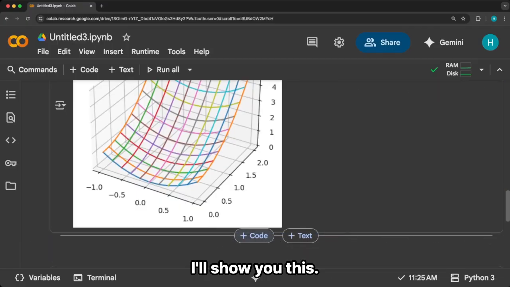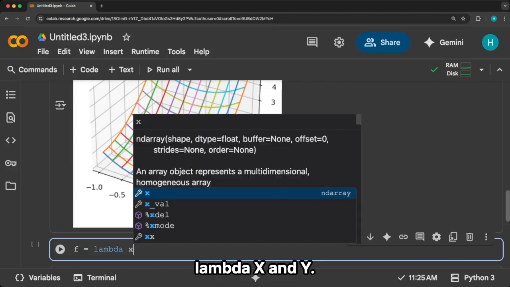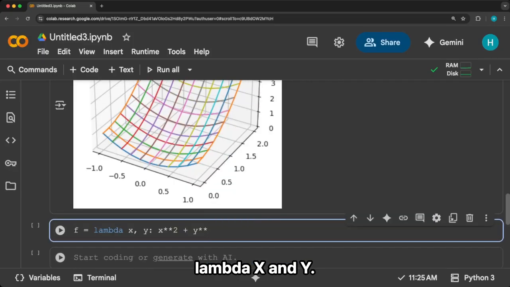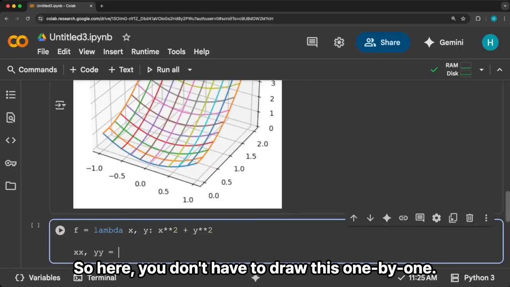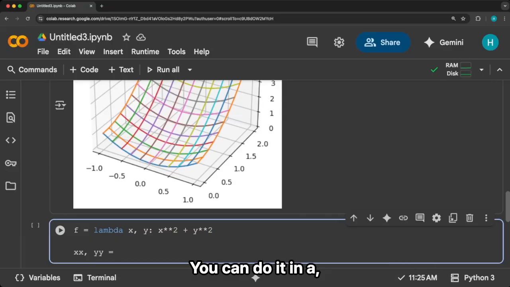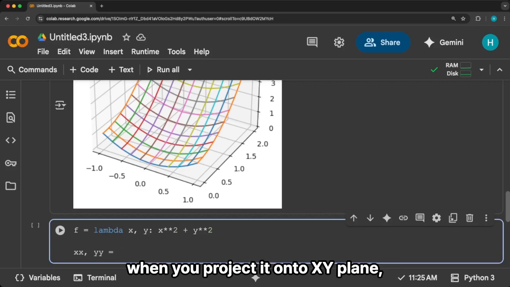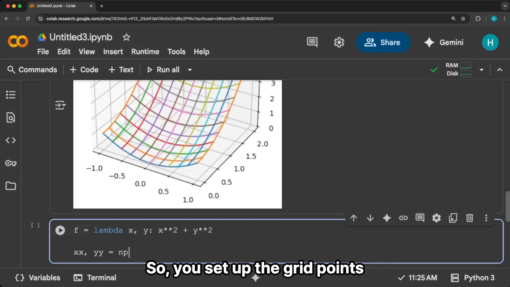I'll show you this. We use the same function, lambda x and y, and I want to set the mesh grid. Here, you don't have to draw these one by one. You can also think that these crossings, the intersections, when you project them onto the xy plane, make a grid of the two-dimensional plane, right? So you set up the grid points by using the mesh grid.